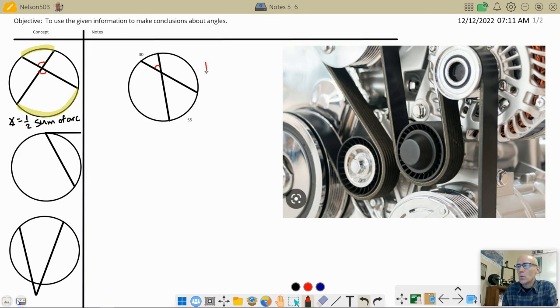So what we're going to do is take 1/2 of 30 plus 55. 30 plus 55, okay, so that's 85, right? So it's 1/2 of 85. Half of 85 is going to be 42.5, I believe. 42.5. That's how you do the first 6 problems.